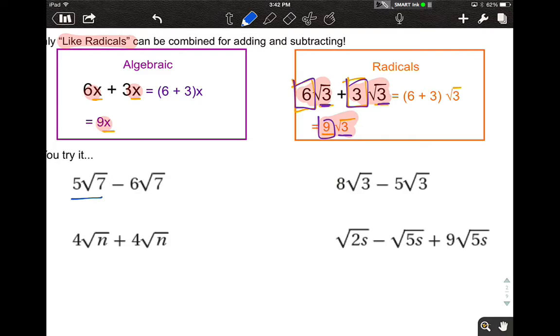5 times the square root of 7 minus 6 times the square root of 7. First thing you want to ask yourself, are the radicands the same? In this case, yes, they are. Therefore, I can add them together. The pieces that I'm going to add or subtract, remember addition and subtraction, just opposite operations, are the pieces that are in front. 5 minus 6 is -1 times the square root of 7.